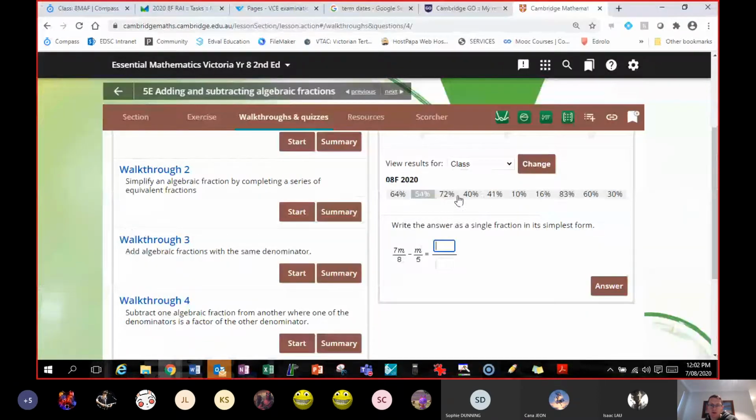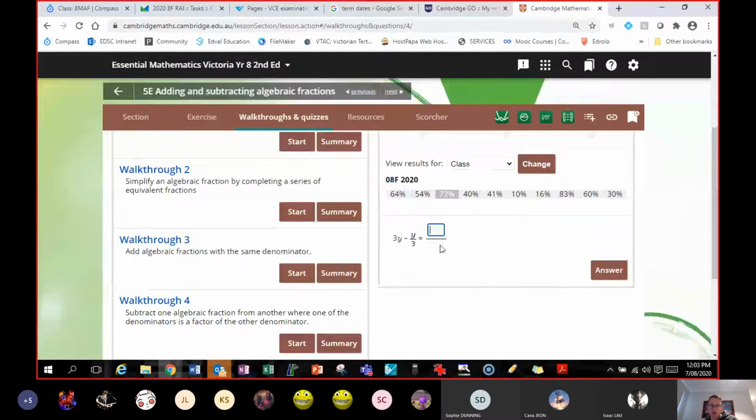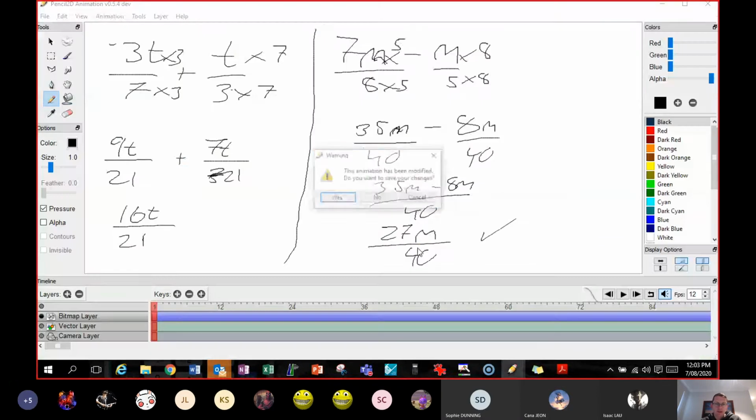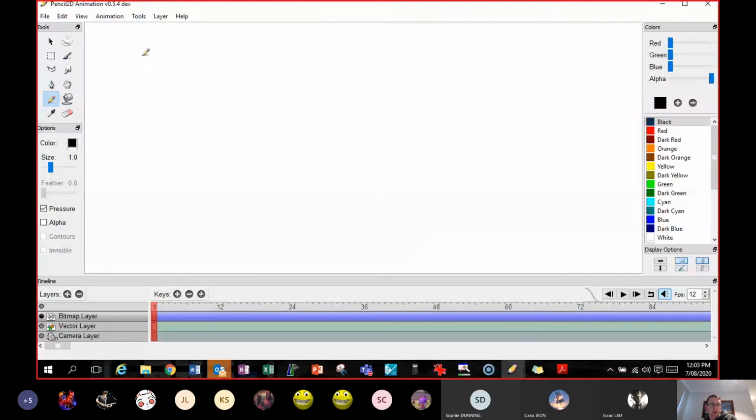Moving on to the next quiz. Most people got this one right, so I'm not going to worry too much about that, but that's a bit different. 3y minus y on 3. Let's do that one anyway. So just as a quick review, we've got 3y minus y on 3. This denominator is actually on 1, so I've got to get this to 3. So I'm going to have to multiply the numerator and the denominator by 3, which will make it 9y on 3 minus y on 3, because I've multiplied this by 3 and this by 3. 9y minus y leaves me with 8y on 3. I can't simplify 8 and 3, so that would be it.